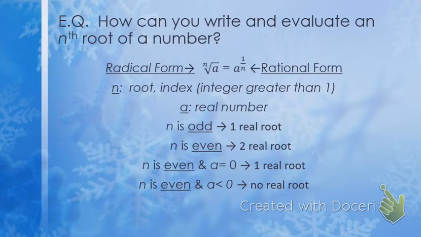So grab your highlighters and right off the bat, I want you to highlight radical form to rational form, because we are going to be going back and forth between radical form and rational exponent form. Now you'll notice in both of these forms, there is an N and there is an A. So it's very important that you understand what the N and what the A represent.